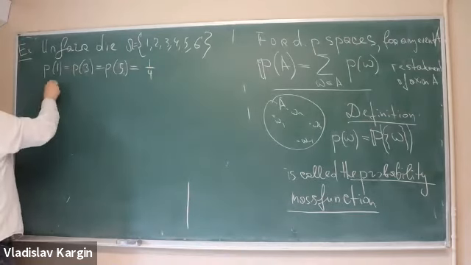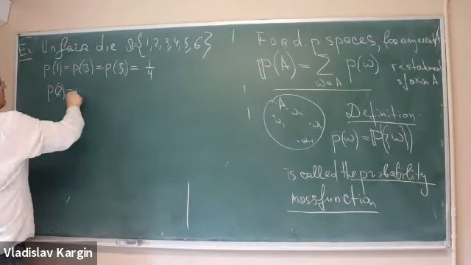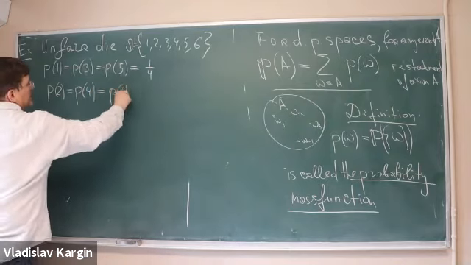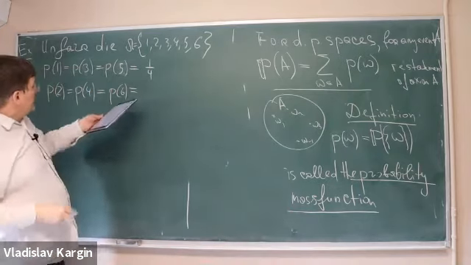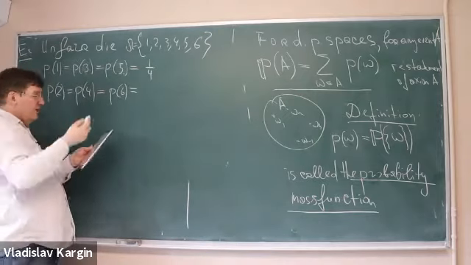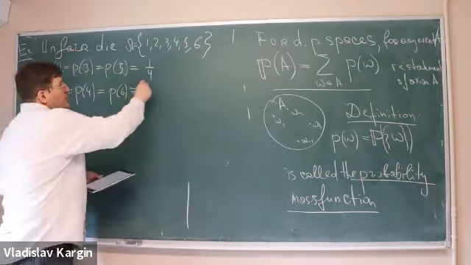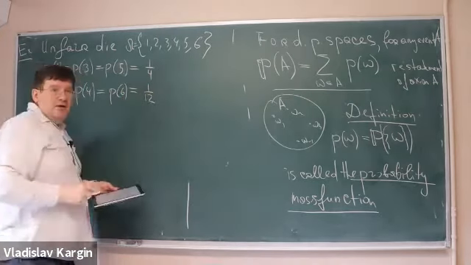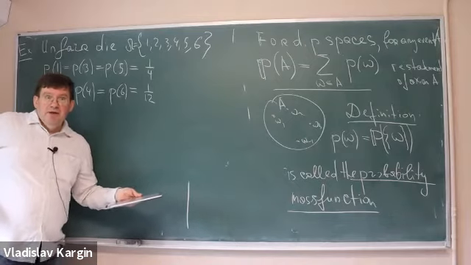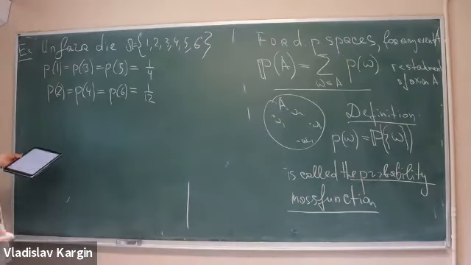And the probability of 2, probability of 4, probability of 6. Well, you can figure out what it is. The sum of all probabilities should be equal to 1. If you calculate it, it turns out it should be equal to 1/12. And by axiom, the sum of all probabilities should sum to 1.